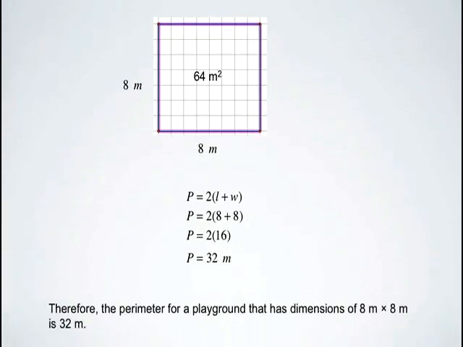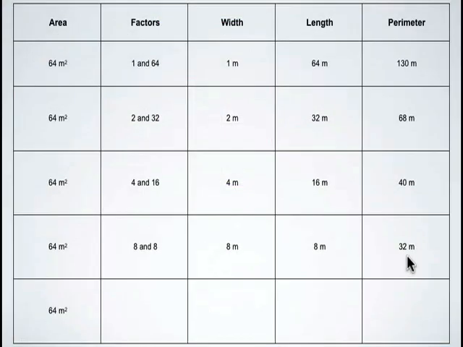So therefore, the perimeter for the playground that has dimensions 8 by 8, where the length and the width are both 8, is going to be 32 meters. So we filled in that the perimeter is 32 meters when our width is 8 and our length is 8.